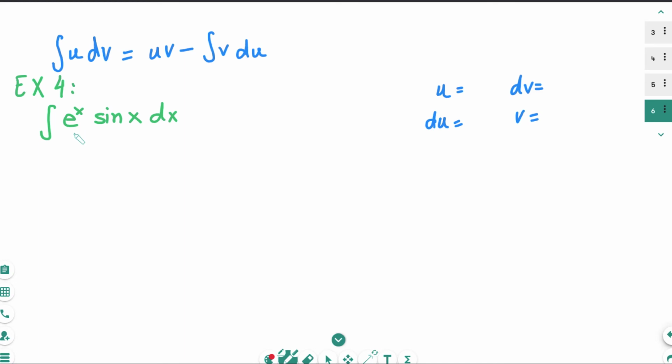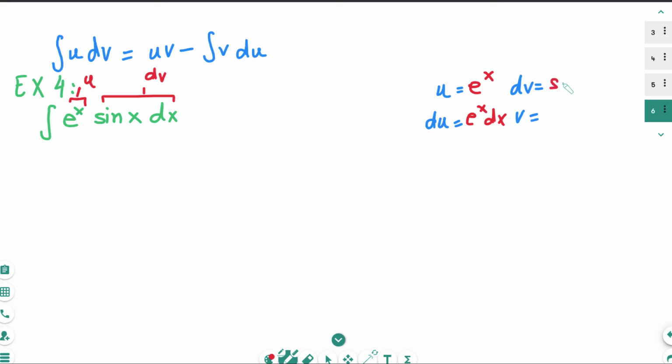Example 4, integrate the product of e to the x and sin x. Let's choose e to the x as u and dv as sin x dx. Let's write it here, e to the x, and its differential would be e to the x dx. I have been emphasizing that we choose u so that when you take its differential, it becomes simpler. Right now, it's not becoming simpler, but it's not becoming complicated either. We could have chosen sin x as u, and that would have also worked. But let's continue with this choice for now.